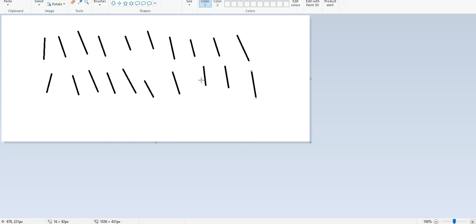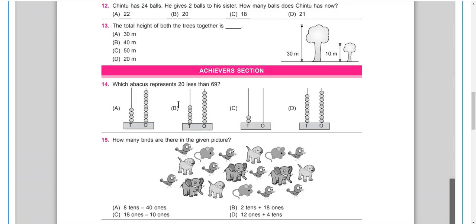69, 68, 67, 66, 65, 64, 63, 62, 61, 60. Again count back: 59, 58, 57, 56, 55, 54, 53, 52, 51, 50. So we have reached 50.